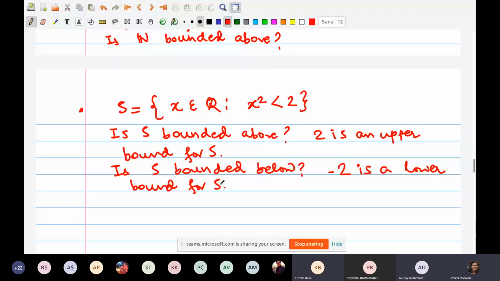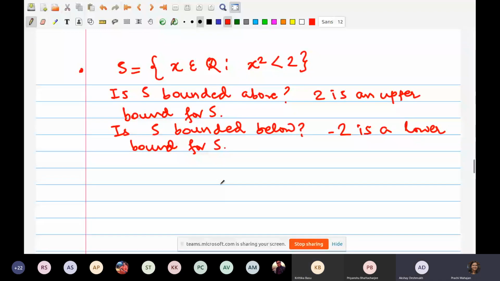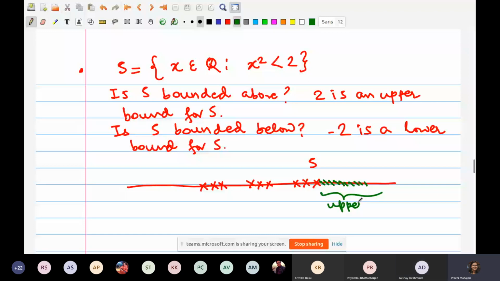Let me try to scribble something. Let me draw a straight line. So this is my real line. Suppose some points that I have jotted down are my set S. In this picture, S is bounded above as well as bounded below, right? Everything that appears here to the right of S, all of these in green, are upper bounds of S. Is that okay?